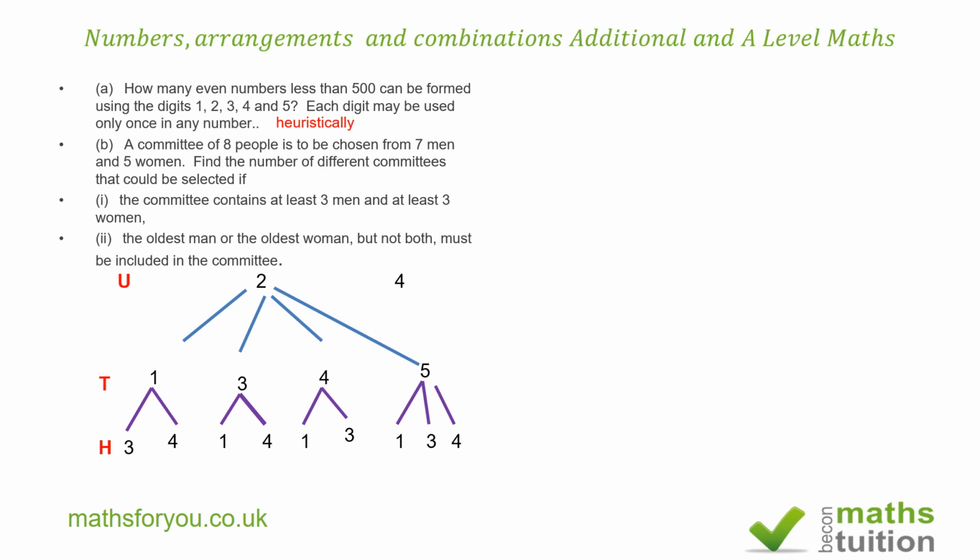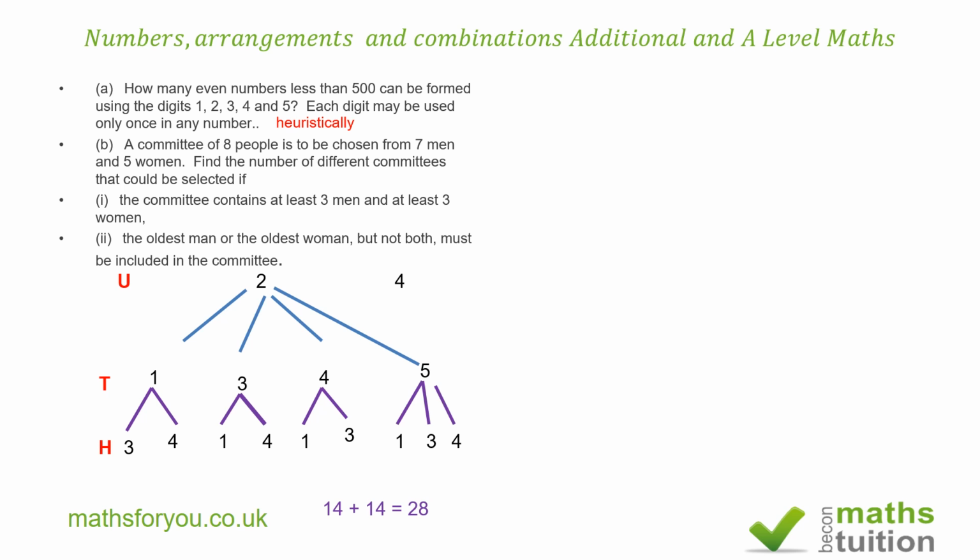And don't forget that the 4s and the 2s are interchangeable. So I can do the same exercise going down the digit 4 route there. So in effect, the answer we get will be 14 plus 14 equals 28. So we can form 28 numbers using the digits 1, 2, 3, 4, 5 that are below 500. So the answer we require is 28.